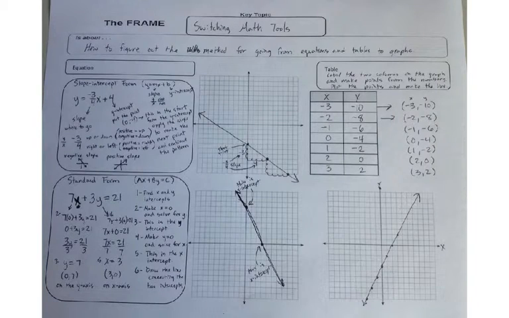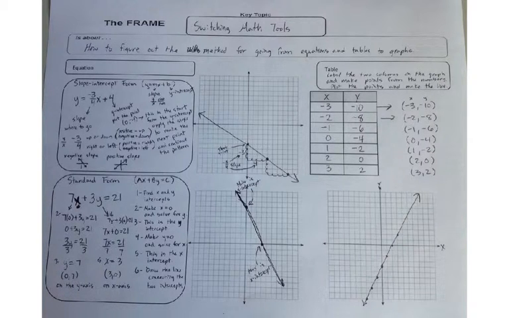So let's take a look at this last page. Now, I made a few mistakes on this, so sorry about having to cross out some things, but I wasn't going to write the whole thing over. So, how to figure out the method for going from equations and tables to graphs. Okay, so we're just focusing on equation to graph.